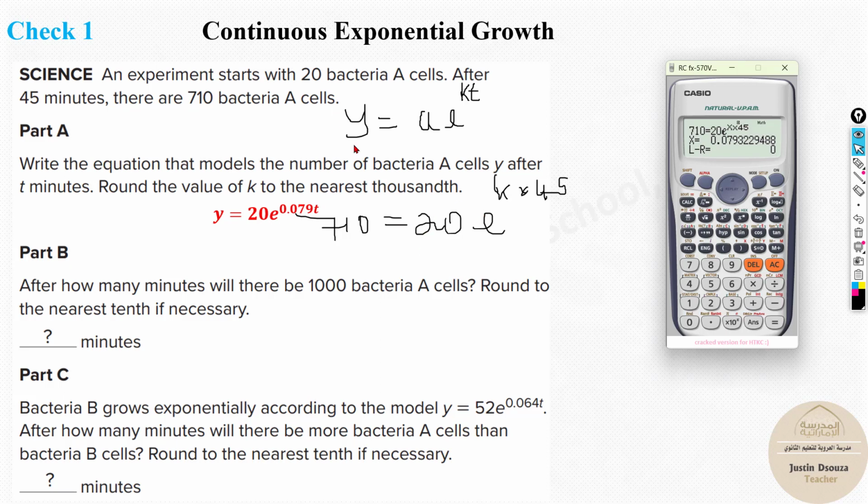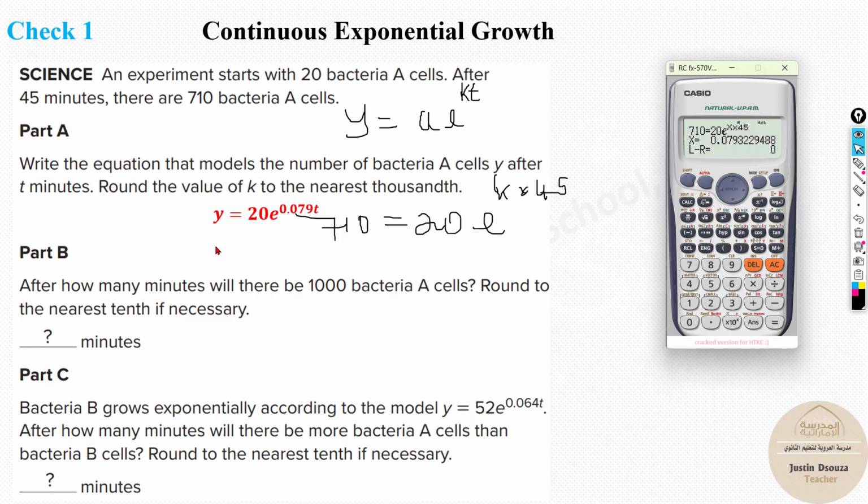Now here you don't write Y because they will give us different values and we need to find. So we keep the final answer, final bacteria and the time variable, whereas the initial is 20, write it out. E is constant, 0.079. What next? Here there is 1000 bacteria, right? So sorry, after how many, part B, okay, this is the second part. After how many minutes will there be 1000 bacteria A cells? Round to the nearest tenth if necessary.